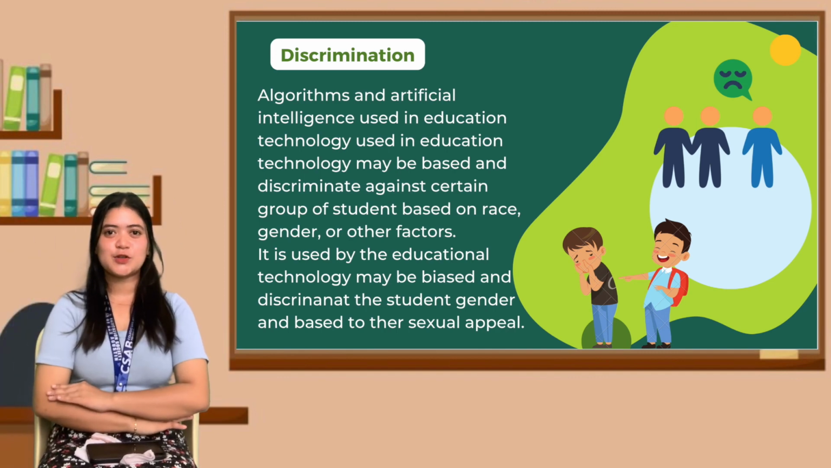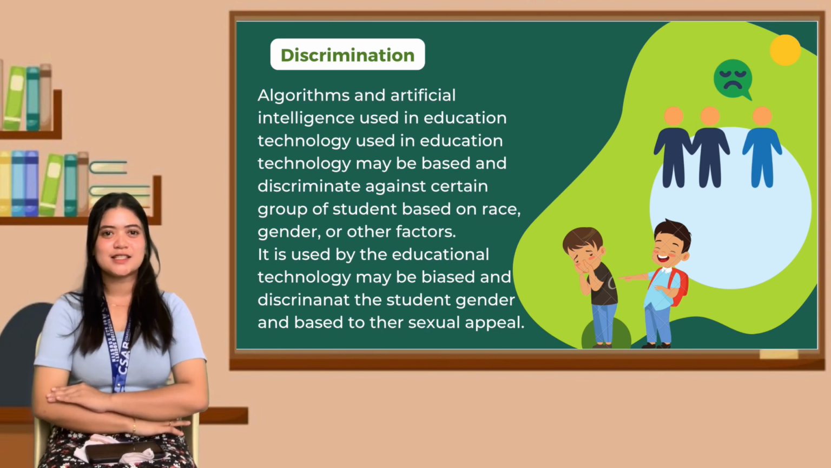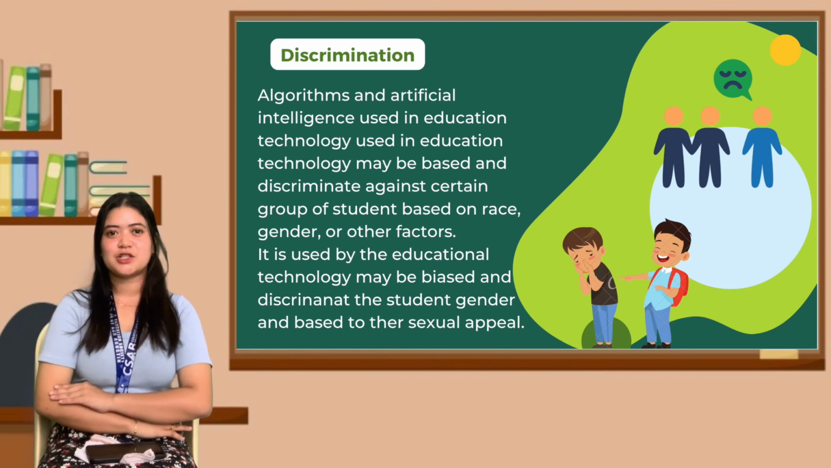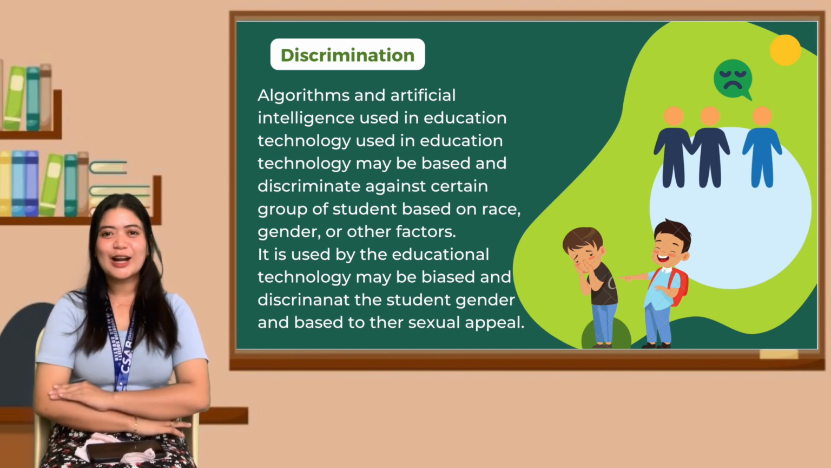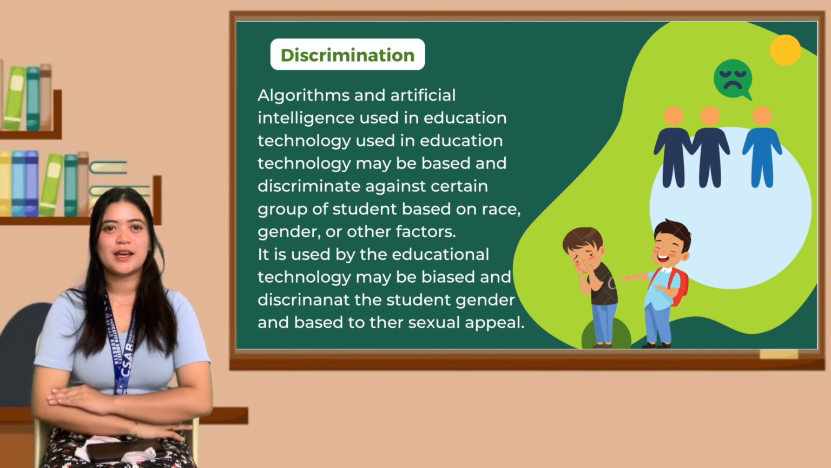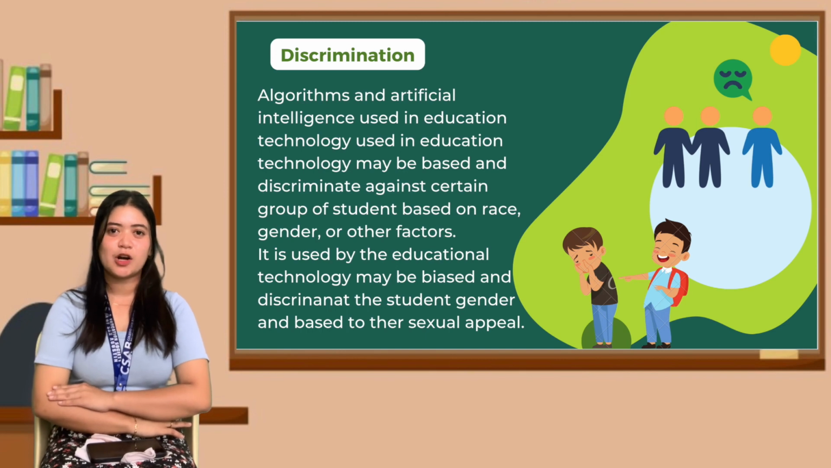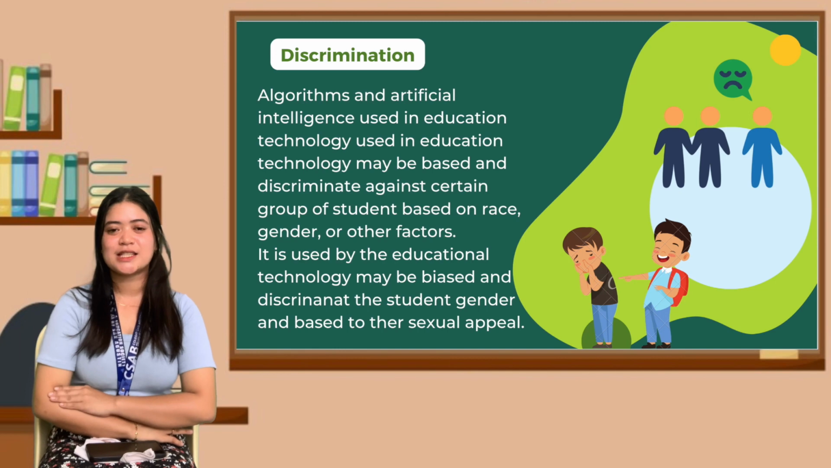Discrimination and bias. The use of artificial intelligence, AI, and machine learning algorithms in education can perpetuate and even amplify existing biases and discrimination. For example, if the algorithm is trained on biased data, it can reinforce discriminatory practices and lead to unequal treatment of students based on factors such as race, gender, and socioeconomic status.